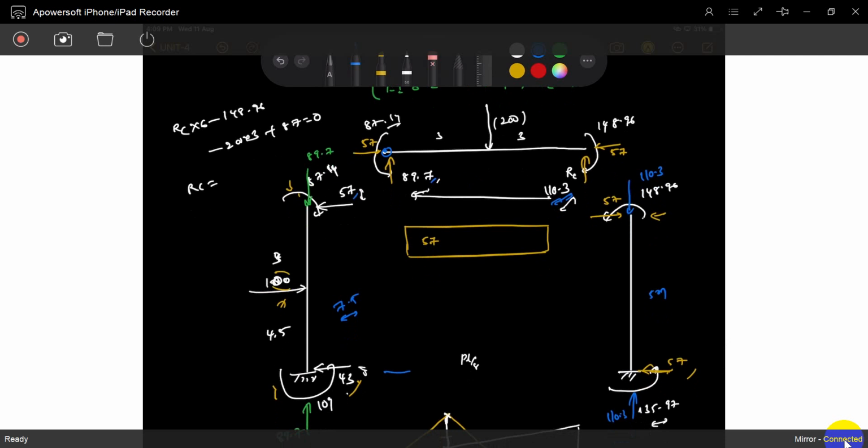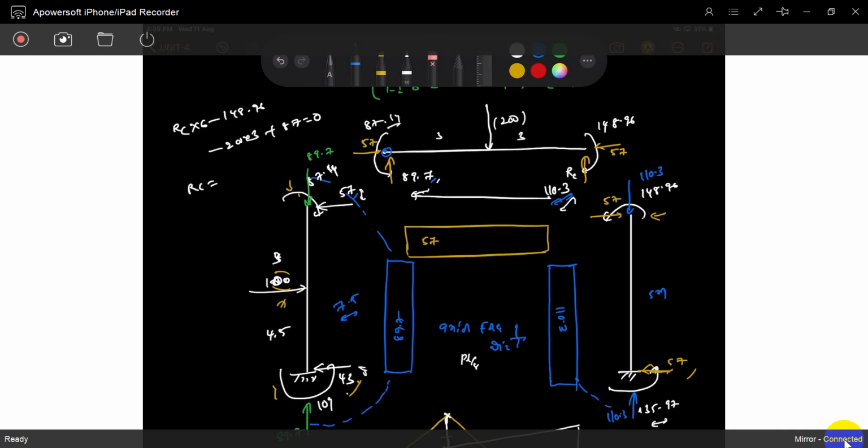So in this segment AB, what is that value? 89.7. See, 89.7 axial force. So in this segment, what is the axial force? 110.3. Understood? It's 110.3. Observed? This is the axial force diagram. So okay, understood?